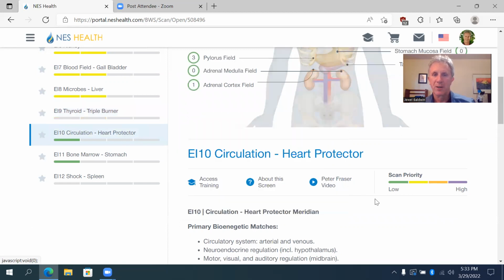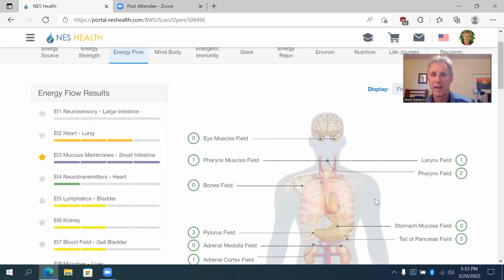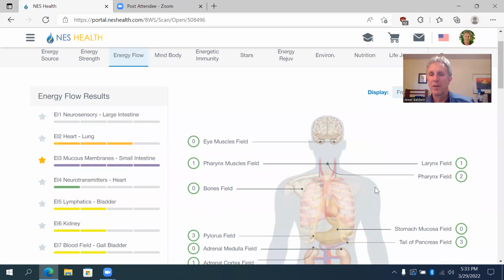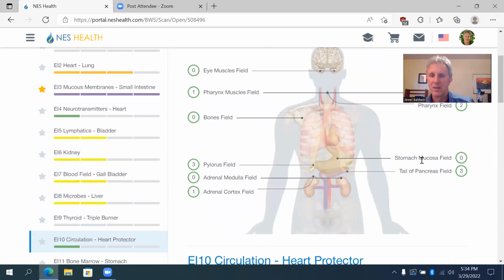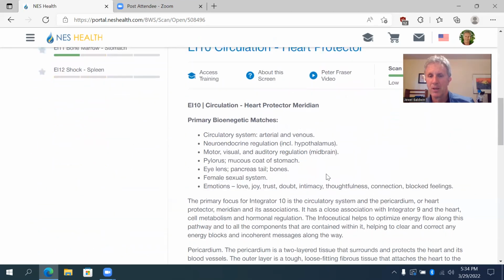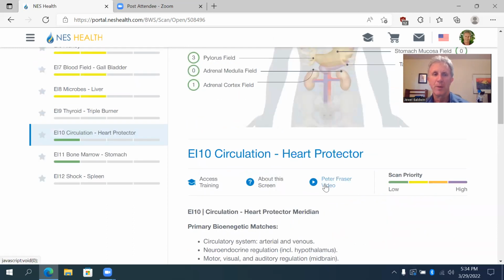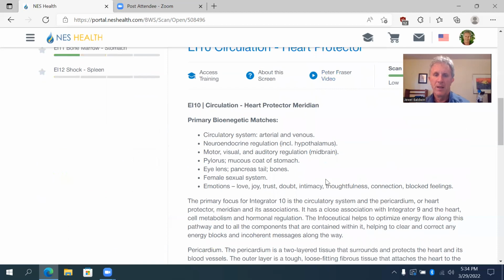EI10 is the circulation integrator. Circulation integrator relates, of course, as an integrator to much more than just the vascular system. It starts with the eyes and the larynx, bones, stomach, pancreas, adrenals. This is all circulation too. Of course, the entire arterial and venous circulatory system, and neuroendocrine regulation, neurotransmitters and hormones are really tied in deeply, a key part of a dysregulated integrator number 10.